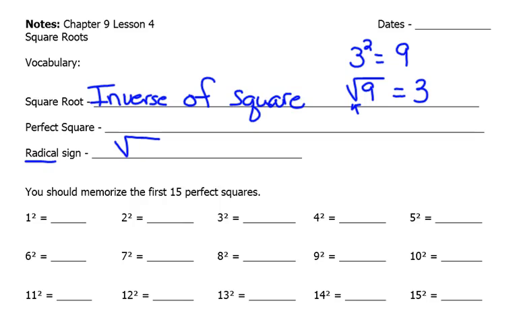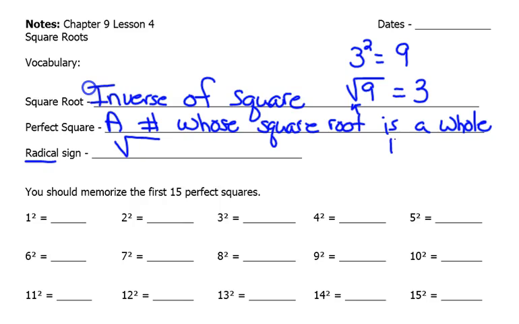A perfect square is a number whose square root is a whole number or terminating decimal. I'm sorry, I ran out of room. Terminating decimal. Terminating means that it ends or stops. You need to have memorized the first 15 perfect squares. Okay, you need to have those memorized.